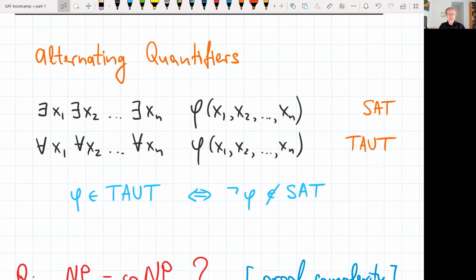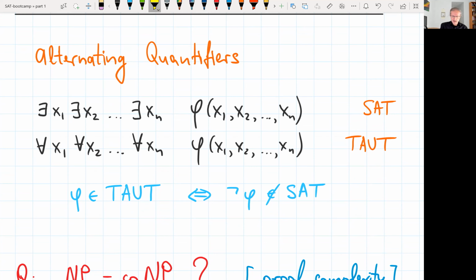SAT is fantastic, but some properties need more than just SAT. And you can express some properties using alternating quantifiers. So let's talk about alternating quantifiers that help you to express more interesting properties than just simple SAT.